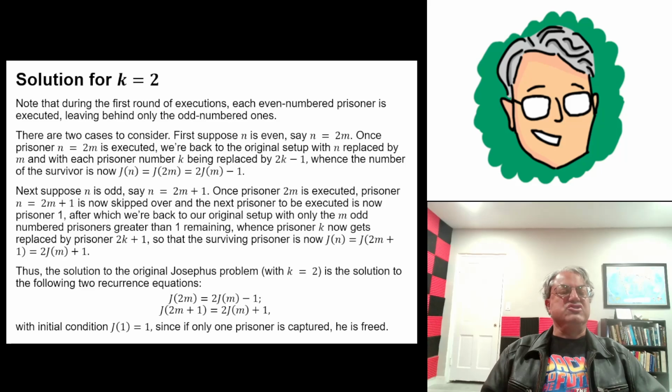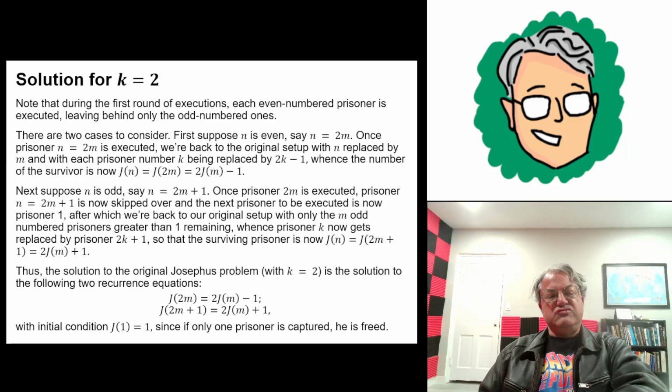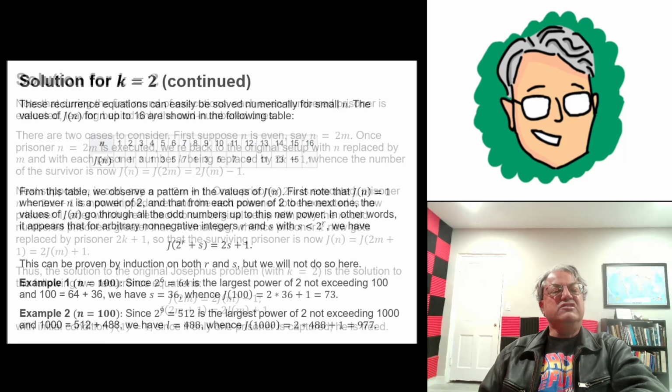And we also have the initial condition j of 1 is 1, because if there was just one prisoner in the circle, he wouldn't be executed. He'd be freed. So this is sufficient to compute j of n for arbitrary n. You just have to keep applying these recurrence equations. And you don't even have to do them that many times, because this is sort of binary. Each time you solve these recurrence equations, you're reducing the index by half, roughly. So you have to do about the base 2 logarithm of n times, and then you'll be able to compute j of n.